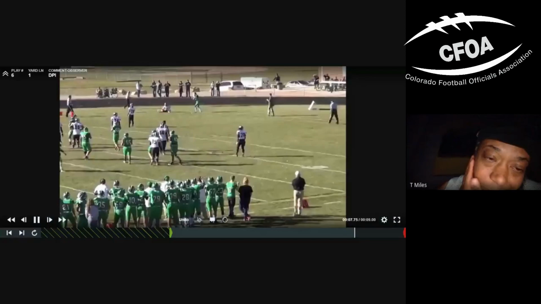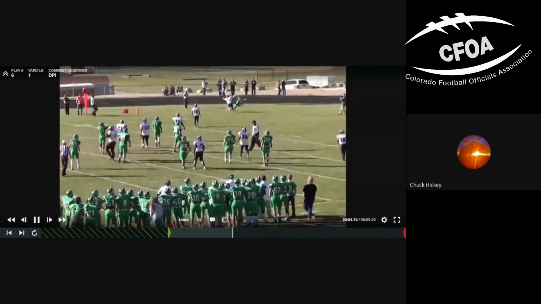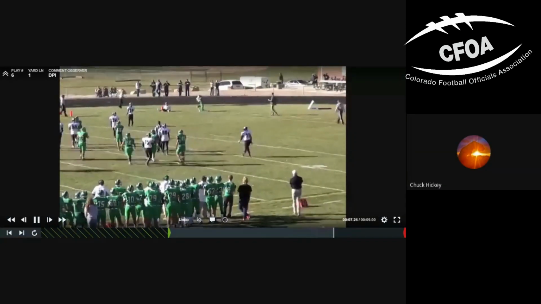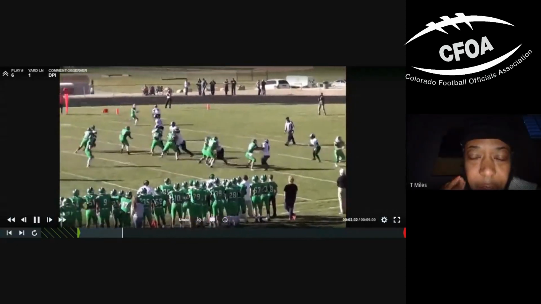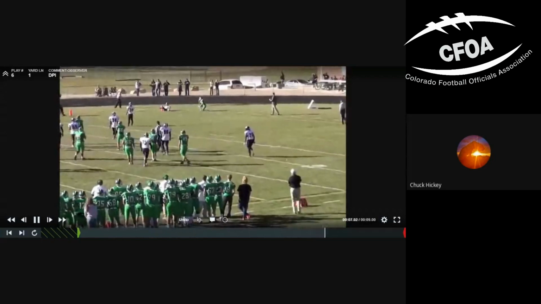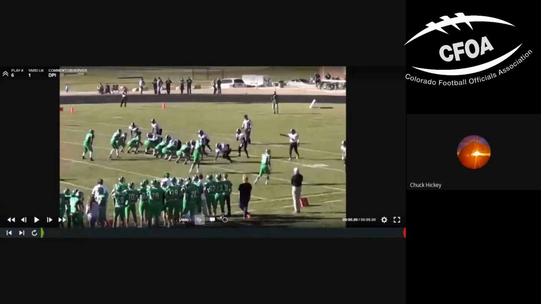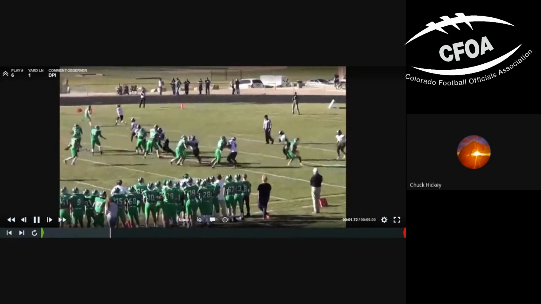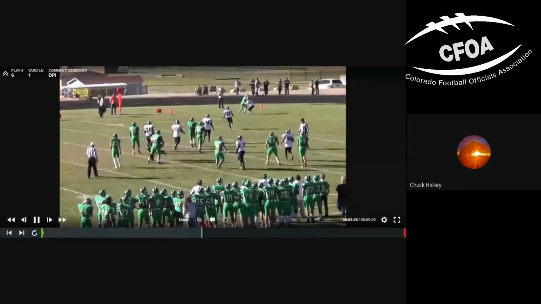If you guys have other thoughts, throw them out. I have nothing on this one. I picked this one more for the back judge mechanic. Because we're snapping at the 14, and we talked about this the other night about our 5-man mechanic and how the back judge is supposed to start in the middle of the end zone.